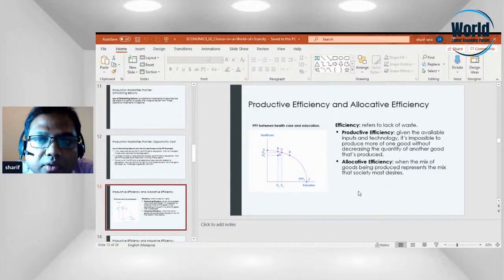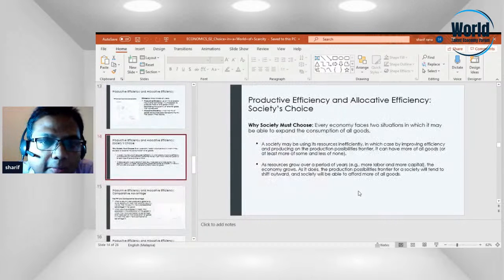Efficiency refers to the lack of waste. Productive efficiency: given the available inputs and technology, it's not possible to produce more of one good without decreasing the quantity of another good that's produced. Allocative efficiency: when the mix of goods being produced represents the mix that society most desires.